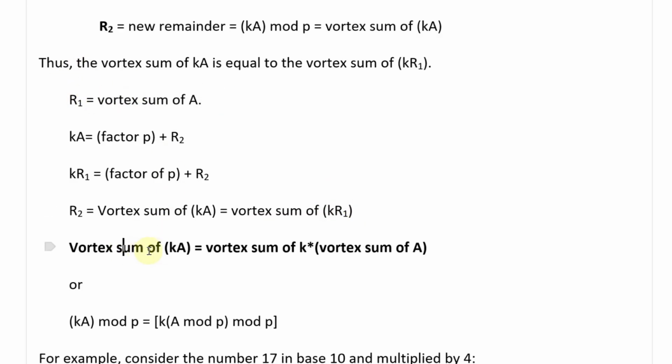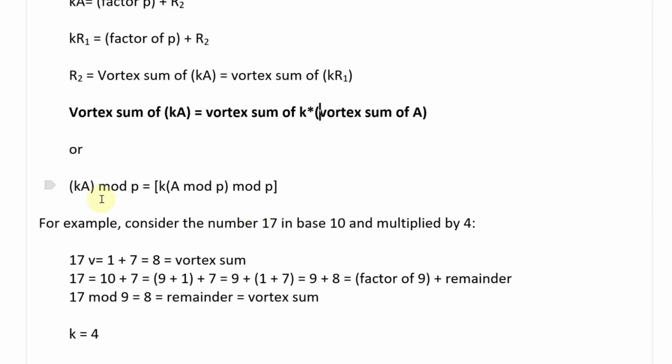So in other words, the vortex sum of K times A equals the vortex sum of K times the vortex sum of A. Or we could write this in mod form: Ka mod P, which gets the vortex sum of Ka, equals K times A mod P, which is the vortex sum of A, and then the mod P is going to be the remainder of K times the vortex sum of A. So yes, I'll go over the mod. This is just a mod identity, a multiplication identity, which I'll cover in a bit.